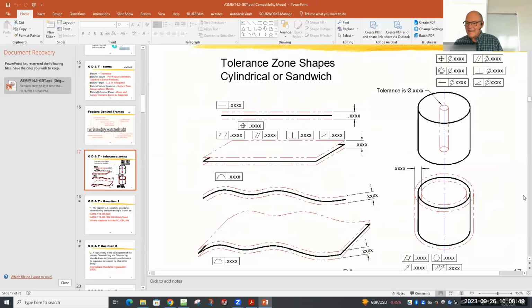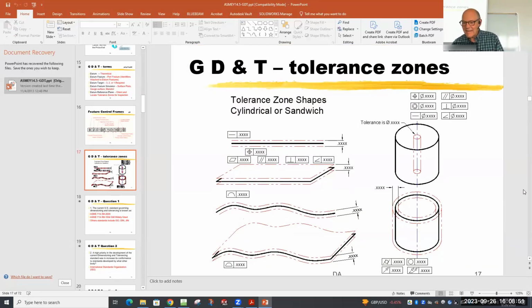This is a slide that I made. Quite proud of this slide. It took me hours to make this slide. And what I wanted to do was to identify every geometric control and show you what every single one of them has as a possible tolerance zone shape. And so I came up with this idea of a sandwich versus a cylinder because some of the controls require a sandwich, some of the controls require a cylinder. If it requires a cylinder, it's because you're controlling the axis of something round. It's either a hole or a pin.